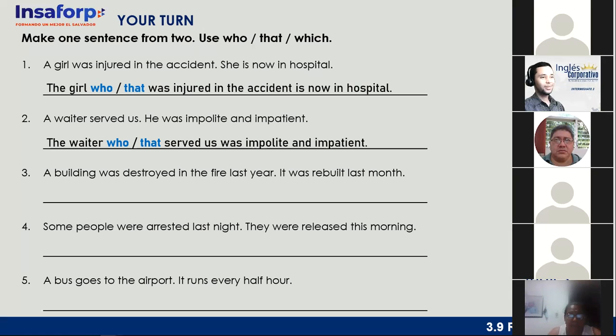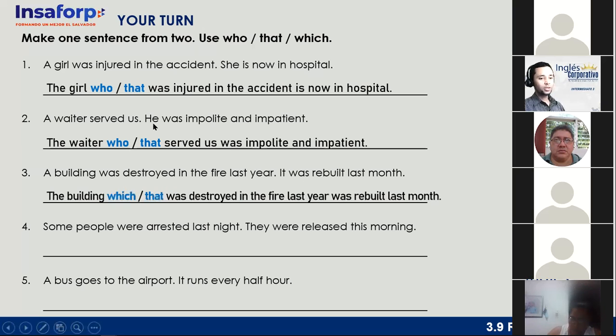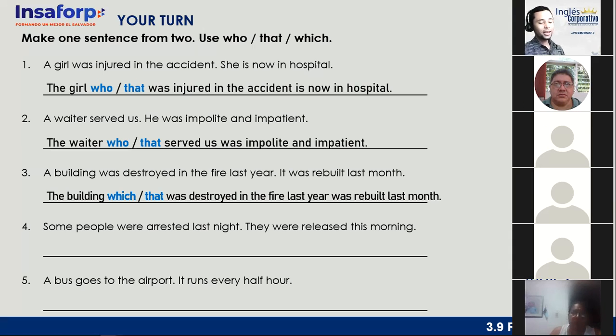You're shy today. Okay, Rebecca. The building which destroyed in the fire last year was rebuilt last month. Can you repeat it, please? The building which was destroyed in the fire last year was rebuilt last month. Yeah, that's right. The building which or that was destroyed in the fire last year was rebuilt last month. Correct. Very good. How about number 4?